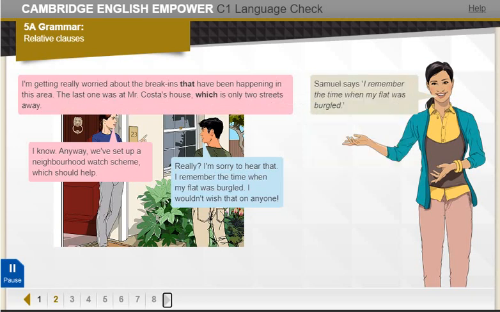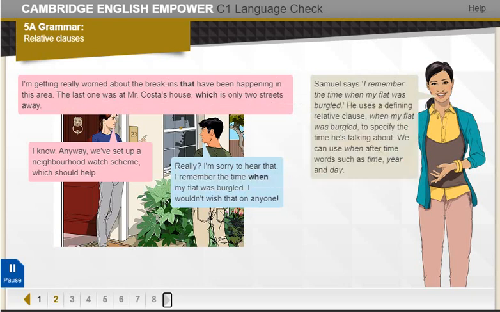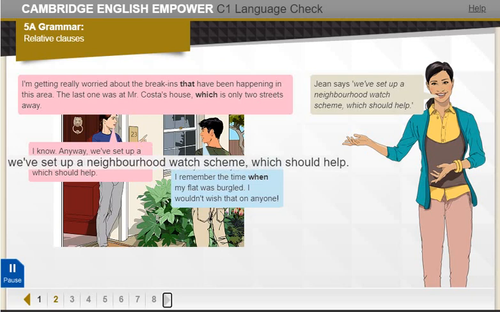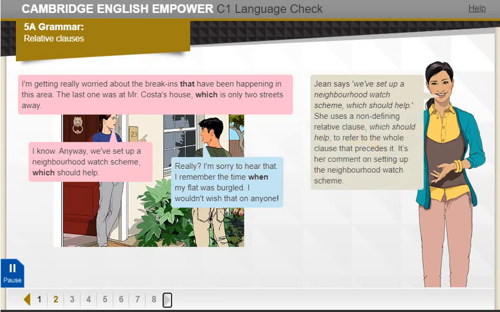the house. Samuel says, I remember the time when my flat was burgled. He uses a defining relative clause, when my flat was burgled, to specify the time he's talking about. We can use when after time words, such as time, year, and day. Jean says, we've set up a neighbourhood watch scheme, which should help. She uses a non-defining relative clause, which should help, to refer to the whole clause that precedes it. It's her comment on setting up the neighbourhood watch scheme.